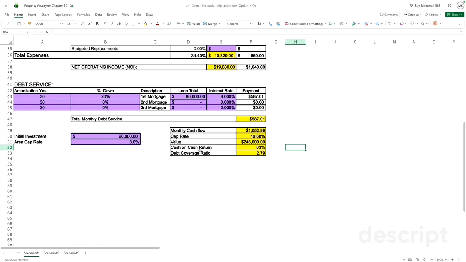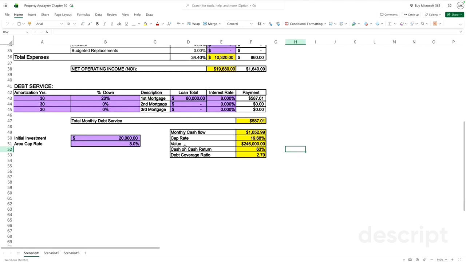Now the next is very simple. This is cash on cash return. Basically, it's how much money you're making per year based on the income that your property is generating. So the next is cash on cash return, and this is extremely simple.